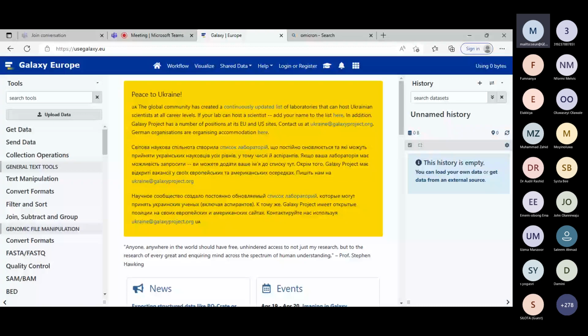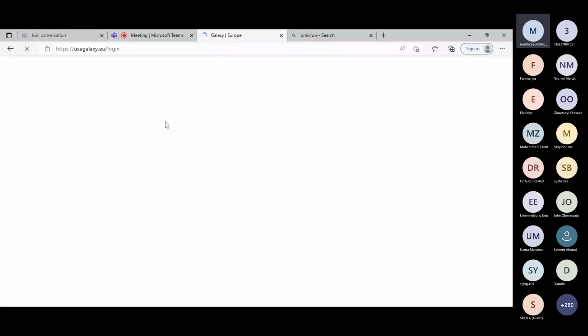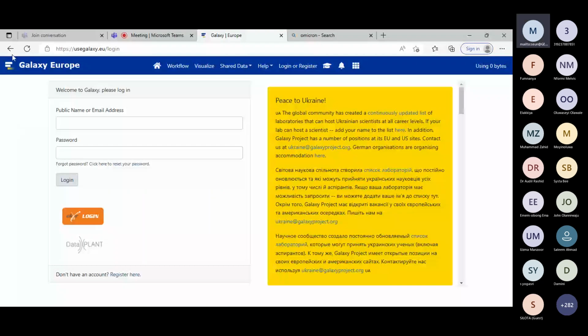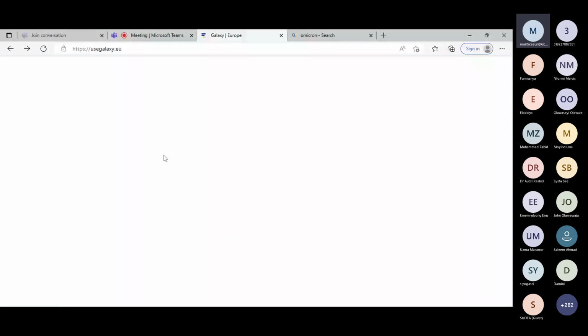And by the time you do that, it will take you to where you are going to register your account on Galaxy.eu. All right, so it's going to take you there to register. Now, the moment you come back to the main page, I'm going to show you certain features about this online pipeline tool.